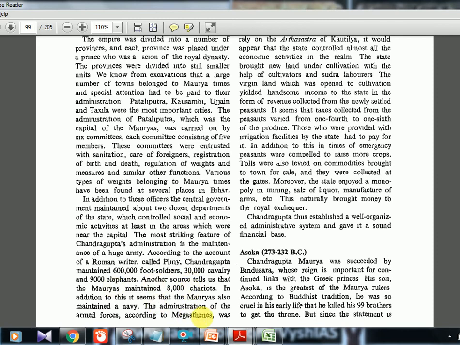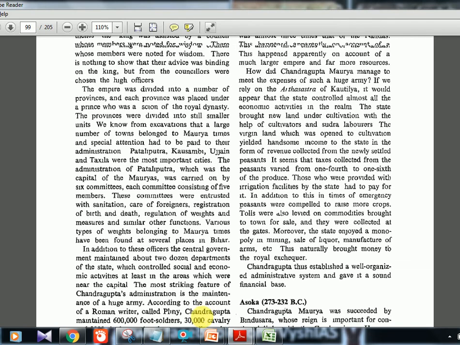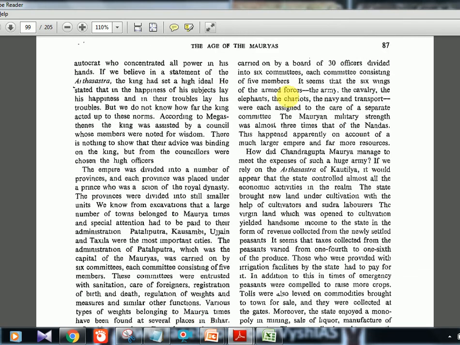Okay, the administration of the armed forces, according to Megasthenes, was carried on by a board of 30 officers divided into 6 committees, each committee consisting of 5 members. It says that the 6 wings of the armed forces, the army, the cavalry, the elephants, chariots, navy, transport, all were assigned to the care of a separate committee. So 6 committees for 6 different things. Okay, that is what he has mentioned here. The Mauryan military strength was almost 3 times that of the Nandas. This happened apparently on account of a much larger empire and far more resources.